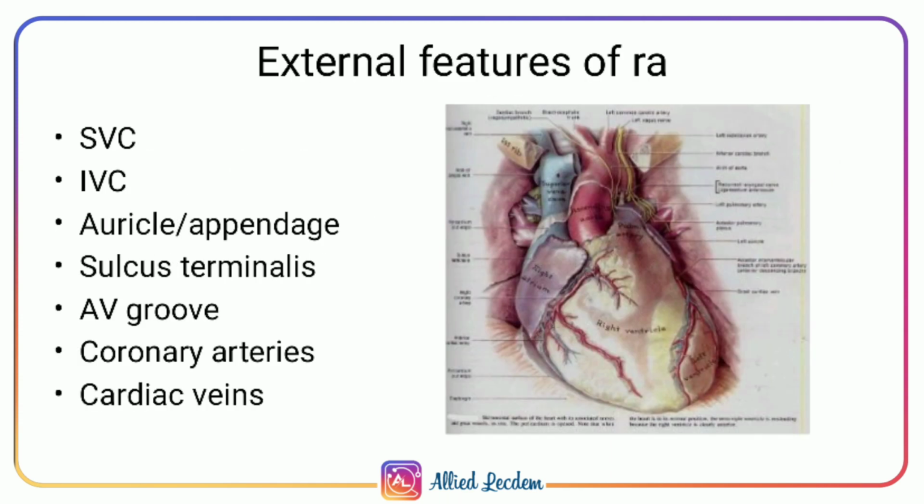External features of RA. The SVC and IVC drain deoxygenated blood into the RA. The auricle or appendage notches its edges into the aortic valve. The sulcus terminalis is a small groove present on the RA. The AV groove separates the atrium and ventricle. Coronary arteries supply oxygenated blood to the heart. Cardiac veins drain deoxygenated blood.